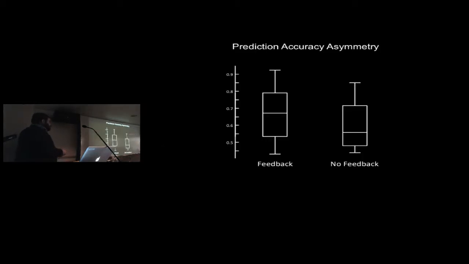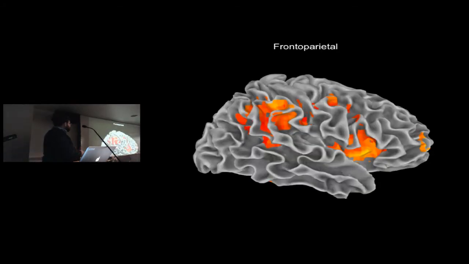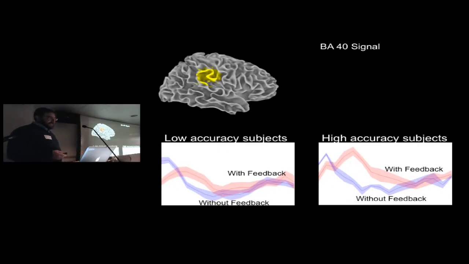But for the theme of this talk, we're getting this classification accuracy asymmetry, and when we collapse across crave, don't crave, and look at feedback, no feedback, then we're getting this frontal parietal system as well. And if we zoom in on Brodmann area 40, and we do a median split of low accuracy subjects, the ones that aren't really controlling the cursor that well, versus high accuracy subjects, then we see that for the low accuracy subjects, we're not getting much change in this area in terms of percent signal change with or without feedback. But for the high accuracy subjects, we are getting this change.